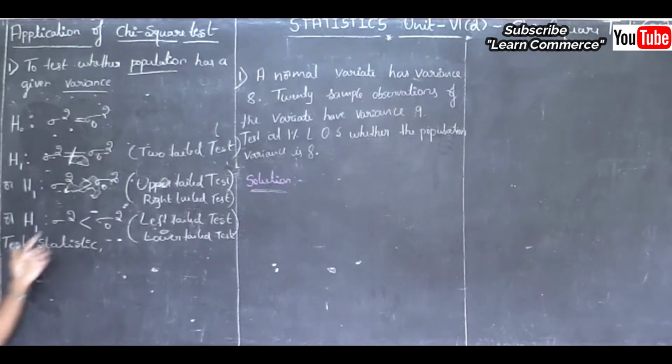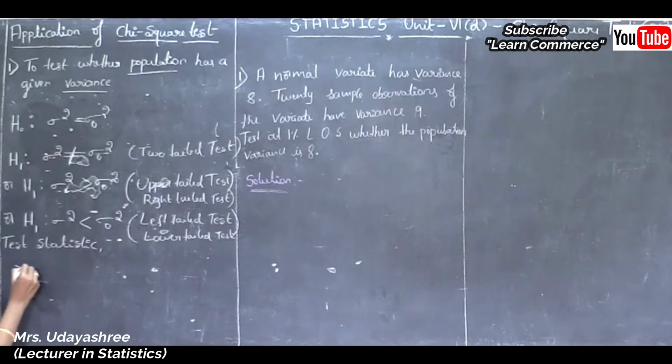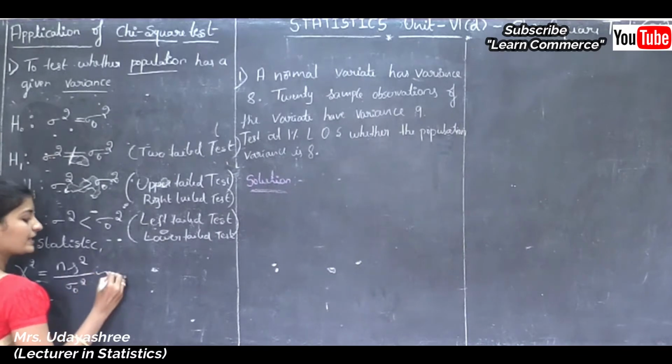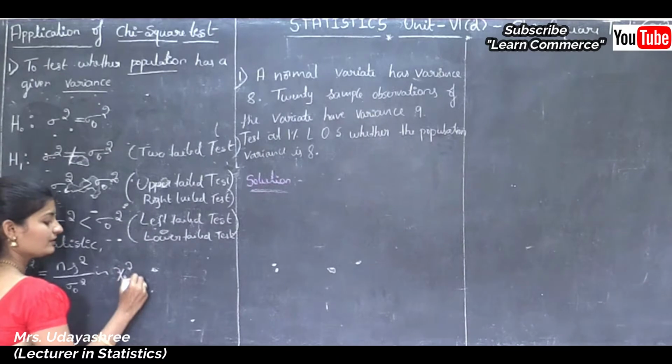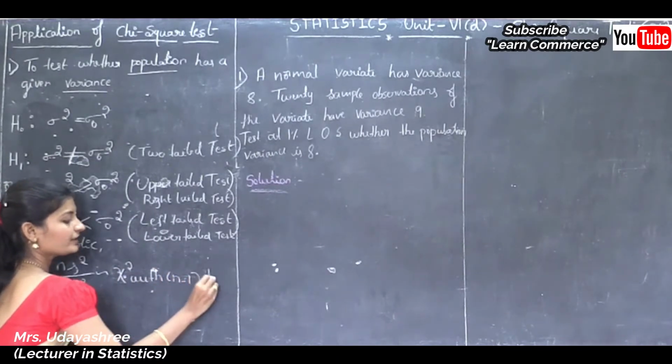This is the chi-square test, and chi-square is denoted like this. Chi-square is equal to n s square divided by sigma naught square, which follows, sorry, this is chi-square, so chi-square with n minus 1 degrees of freedom.